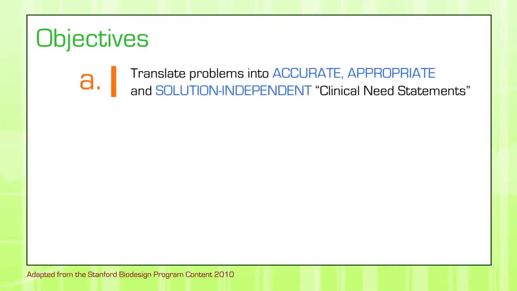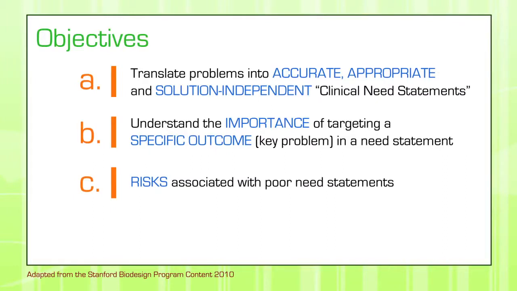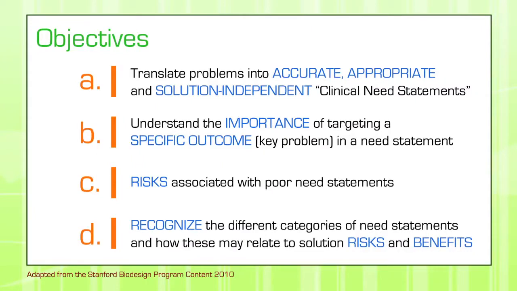Our objectives for this class are mainly four. One is to show you how to translate problems into accurate, appropriate, and solution-independent clinical need statements. To understand the importance of targeting the key factors of a problem in the need statement. Of course, for you to know the importance of considering the risk associated with development of poor need statements, and to recognize the different categories of needs that you are going to see and how these may relate to solution risks and benefits.